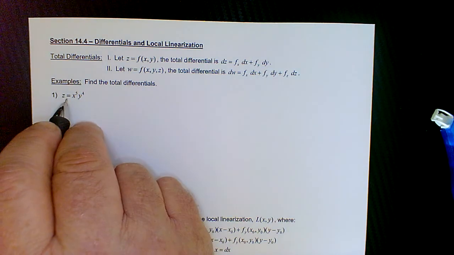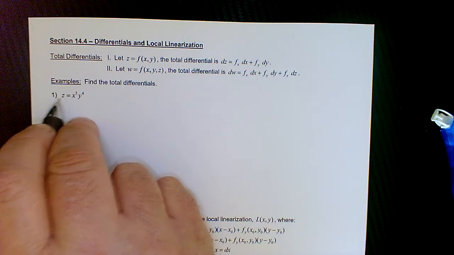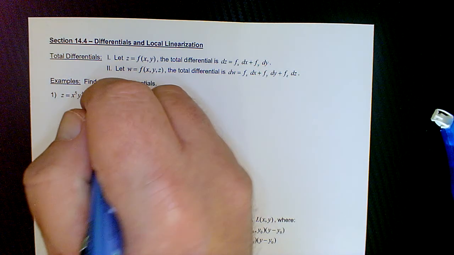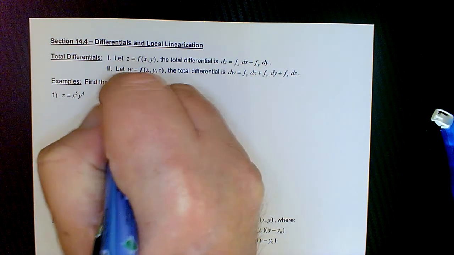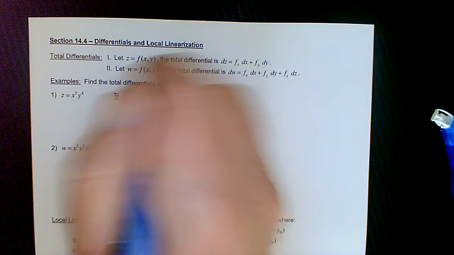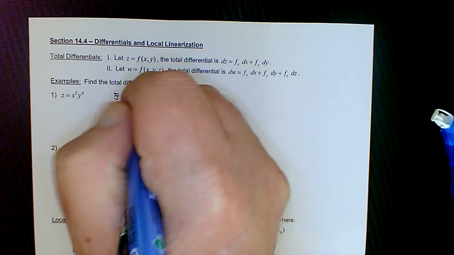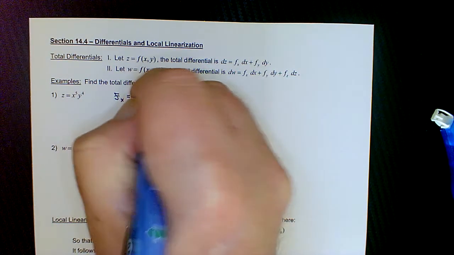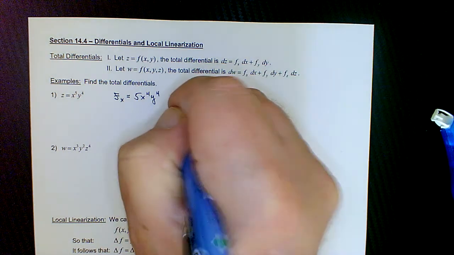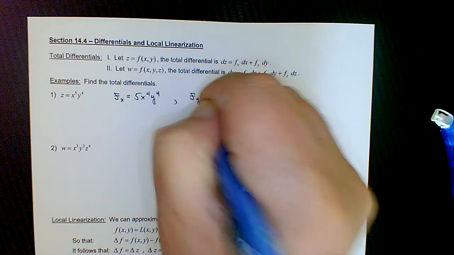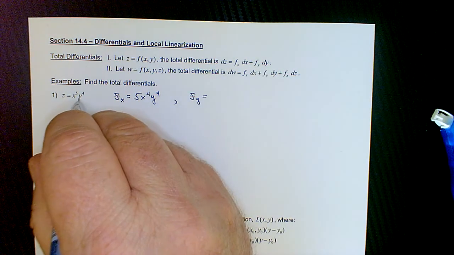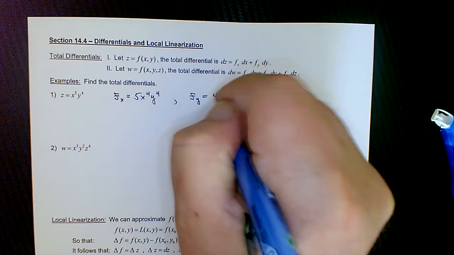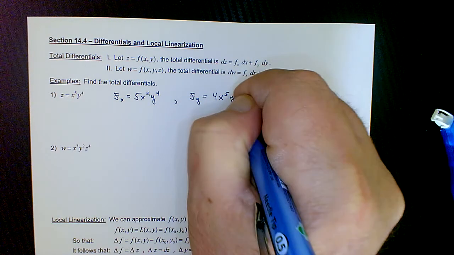So, assuming z is a function, we could see z as a function of two variables here. And so we'll say the partial of z with respect to x, we'll just call it f sub x. Differentiating x to the fifth gives 5x to the fourth, tag along the y to the fourth. Partial with respect to y: x is a constant, y to the fourth differentiates to be 4y cubed.